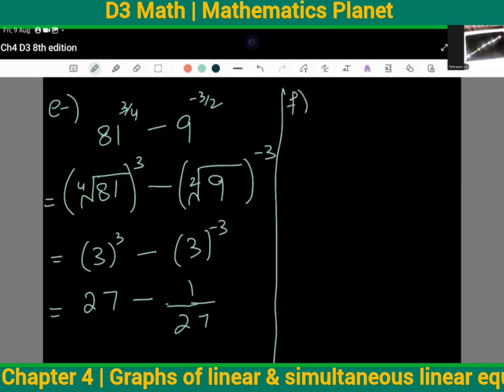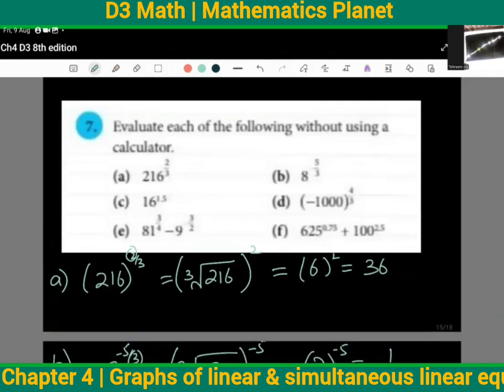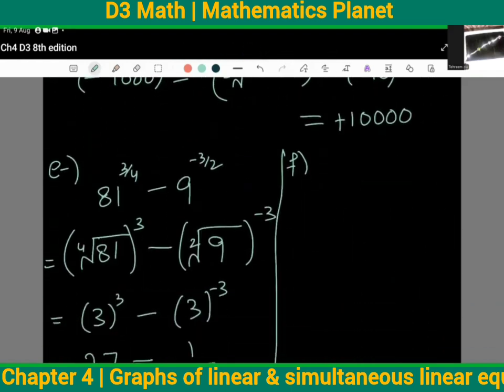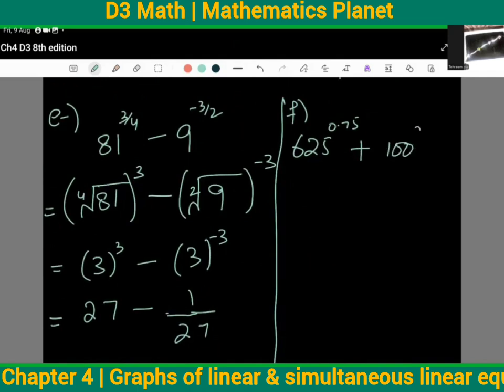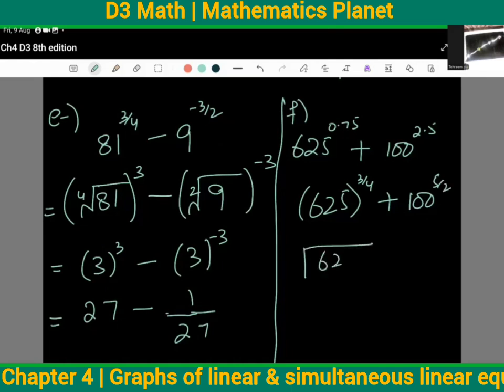Next is part F. 625 to the power 0.75 plus 100 to the power 2.5. Okay children, what is 0.75 actually? It is actually 3/4. So you can write it 3/4 plus 100. What is 2.5? It is 5/2. So you can write it 5/2. Now it is easy for you to solve. The denominator is going to come in the surd, and the power 3 will come, plus, and 5 came in the power.